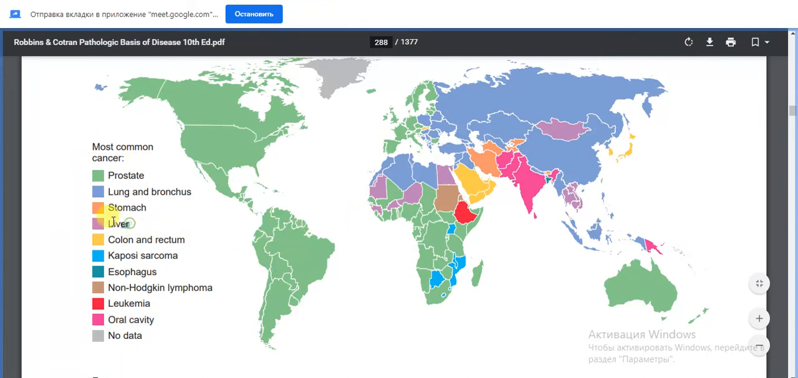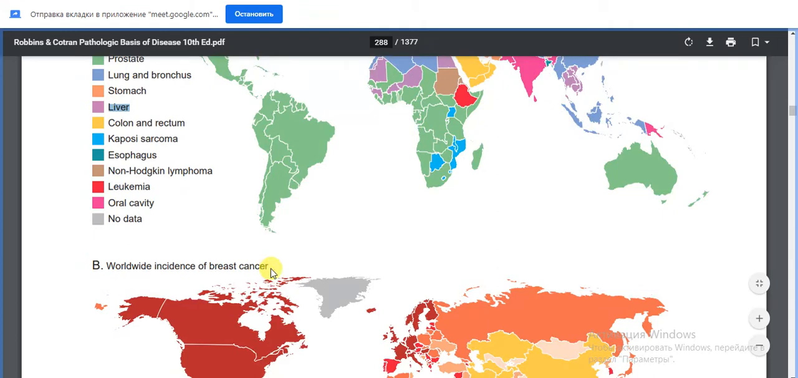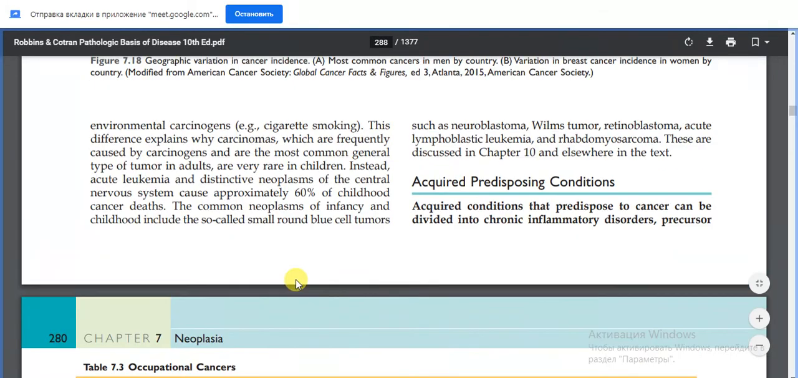Liver cancer is very uncommon. It's present in a few locations here. Okay, breast cancer. The incidence of breast cancer we discussed. It's usually related to diagnostics.